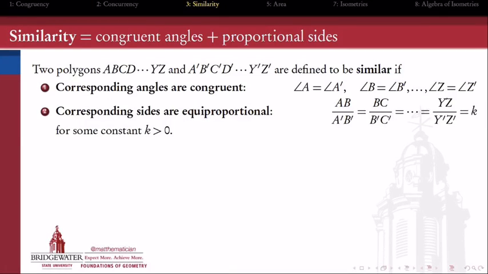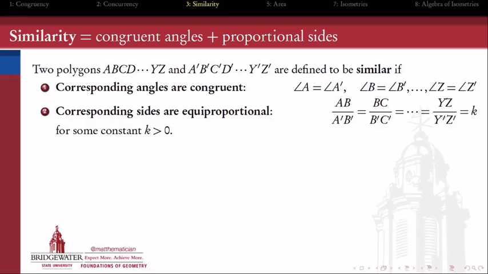So what does it mean in geometry for two polygons to be similar to one another? Because we spend so much time thinking about triangles, and if you're familiar with how similarity works for triangles, you might have a narrow sense of what similarity means. In fact, similarity is a quite demanding requirement. It requires two different things.